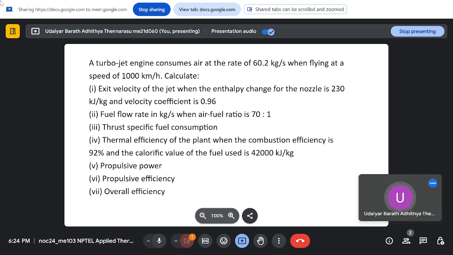So starting, we'll focus on what is given. We have a turbojet engine, and it consumes air at a rate of 60.2 kg per second. So the air flow through the turbojet engine is 60.2 kg per second, and this is flying at a speed of 1000 km per hour. So we know the velocity. We now need to find out the first one. The velocity coefficient is given, and the enthalpy change across the nozzle is 230 kJ per kg.